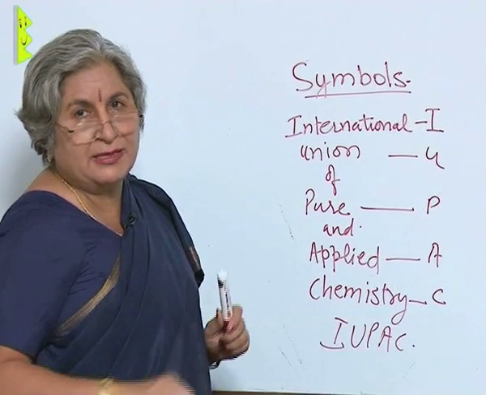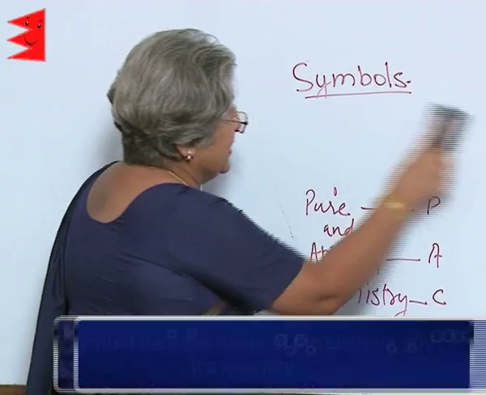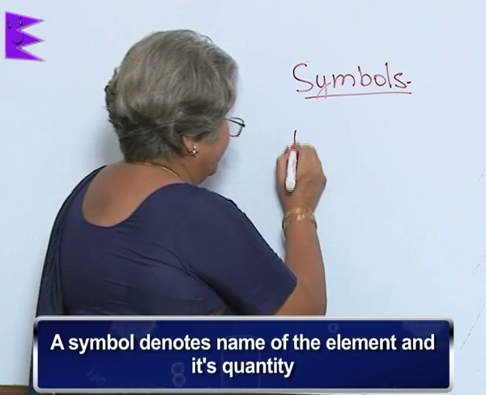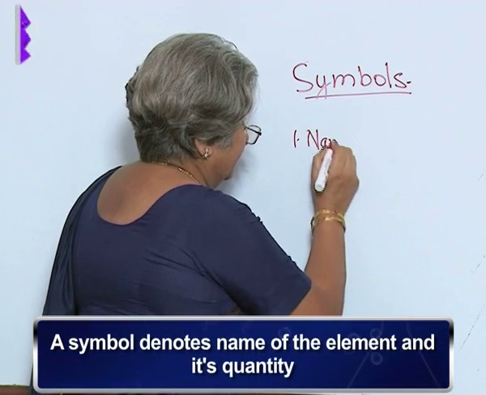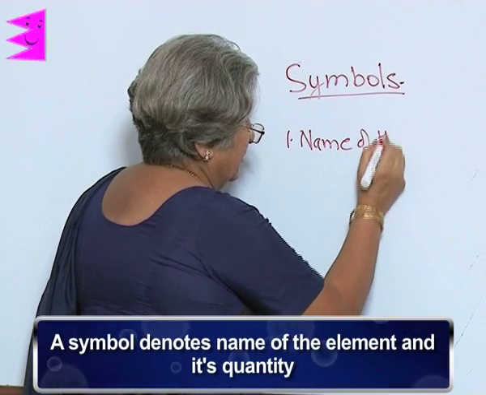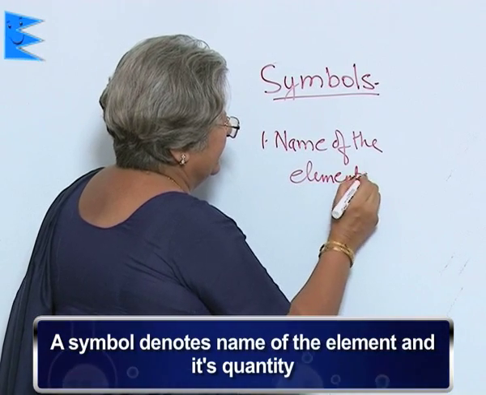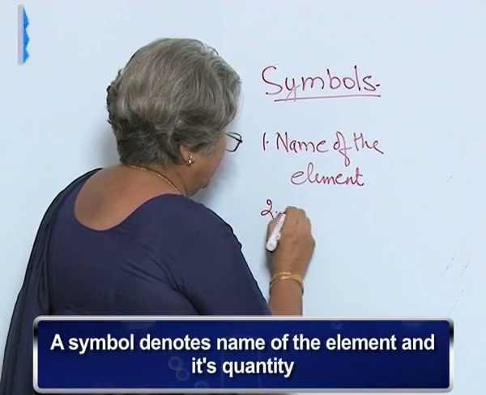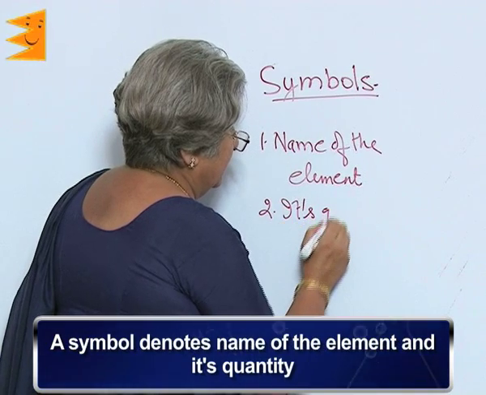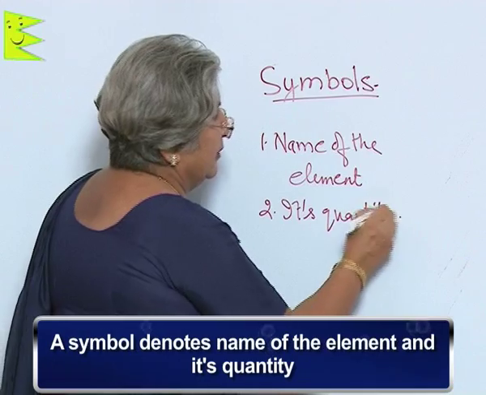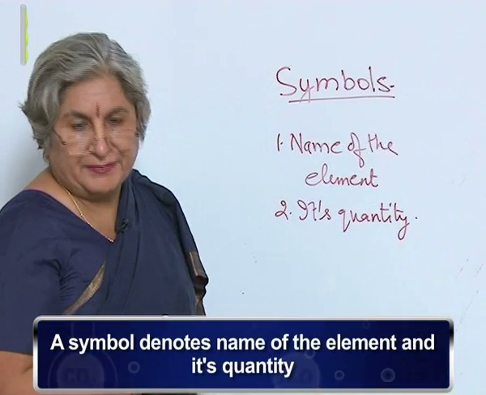Now, what does a symbol denote? A symbol denotes the name of the element, and its quantity. That means how many atoms are there.